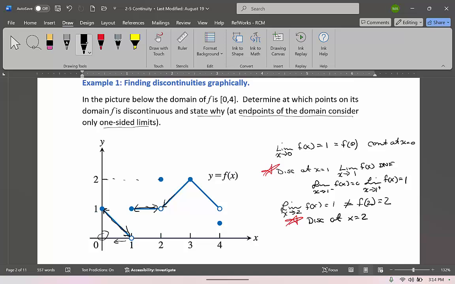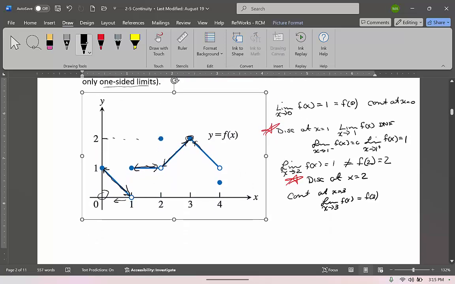Okay, so there's our second discontinuity. All right, we can see here that the limit exists and it equals the value of the function. So that would mean it's actually continuous. So it's going to be continuous at x equals 3, because the limit as x approaches 3 of f of x is equal to f of 3. Okay, so it's actually equal to the value of the function. And then the last point in question would be at the other endpoint here.